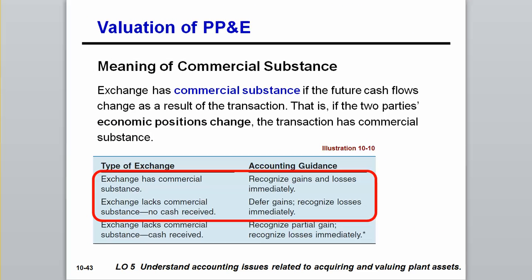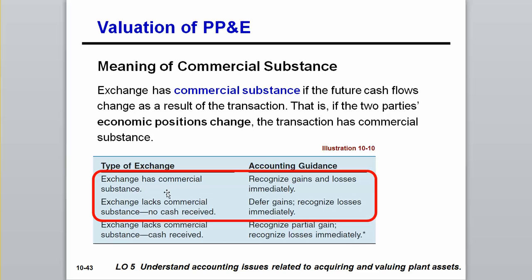So to summarize what we've done so far, our transaction can have commercial substance or lack commercial substance. The first thing we notice is whether it has or lacks commercial substance. We always recognize losses immediately. So whether we exchange our van for inventory, for cash, for an identical van, if the transaction results in a loss, we will record the loss immediately.